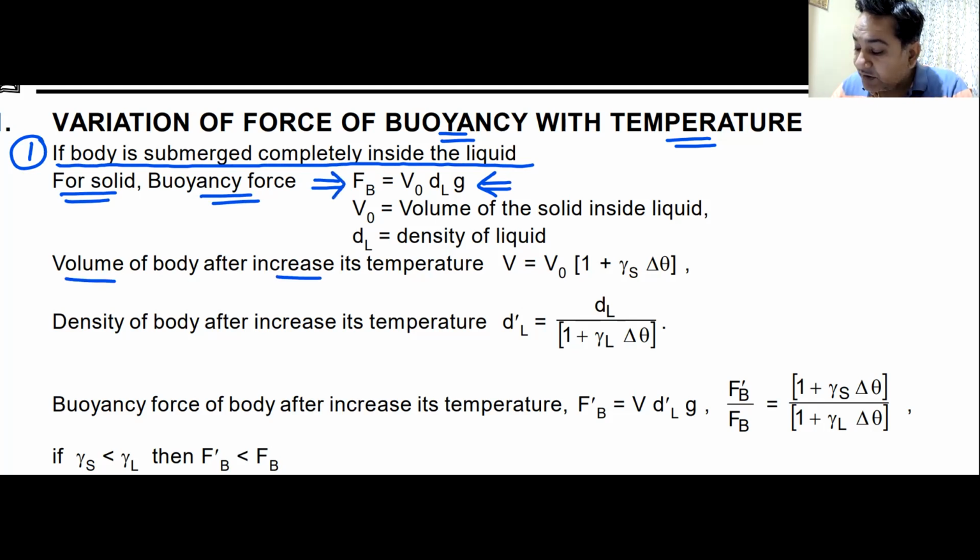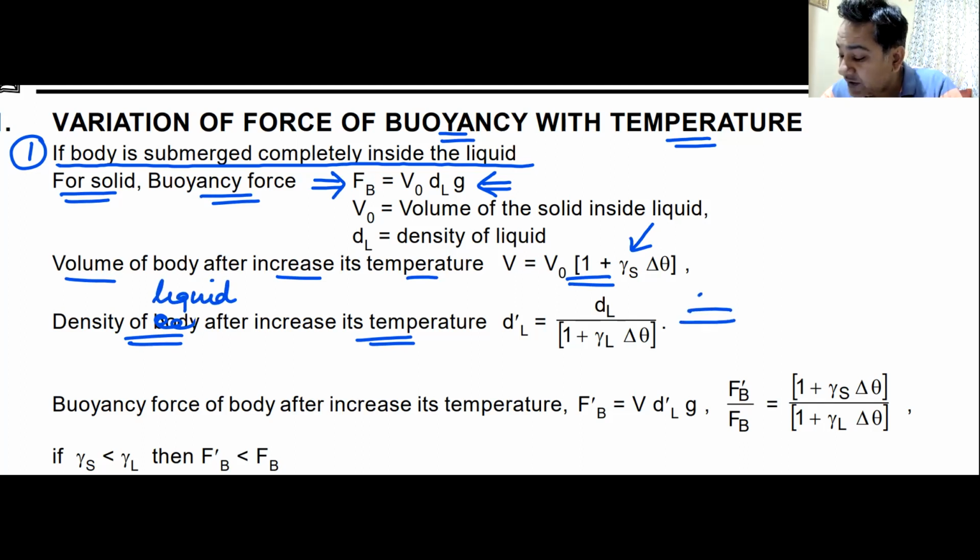Volume of the body after increase in temperature will be this. Do we understand this? Yes, sir. Density of the liquid after the increase in temperature will be this. Density of the liquid, not the body. Do we understand this? Yes, sir.